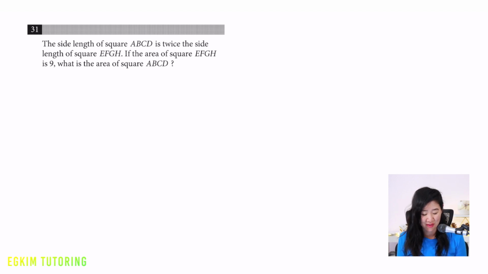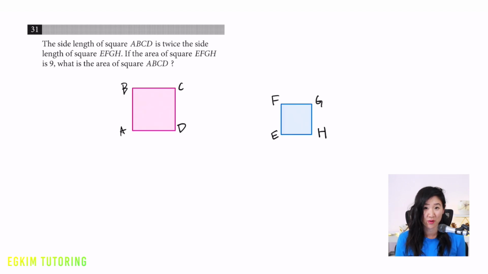Question 31 says the side length of square ABCD is twice the side length of square EFGH. If the area of square EFGH is 9, what is the area of square ABCD? Let's go ahead and make a drawing. So the question is asking you to find the area of the bigger square, which is this one right here. And then remember with the square, all the sides are the same, so you can say that the area is equal to side squared.